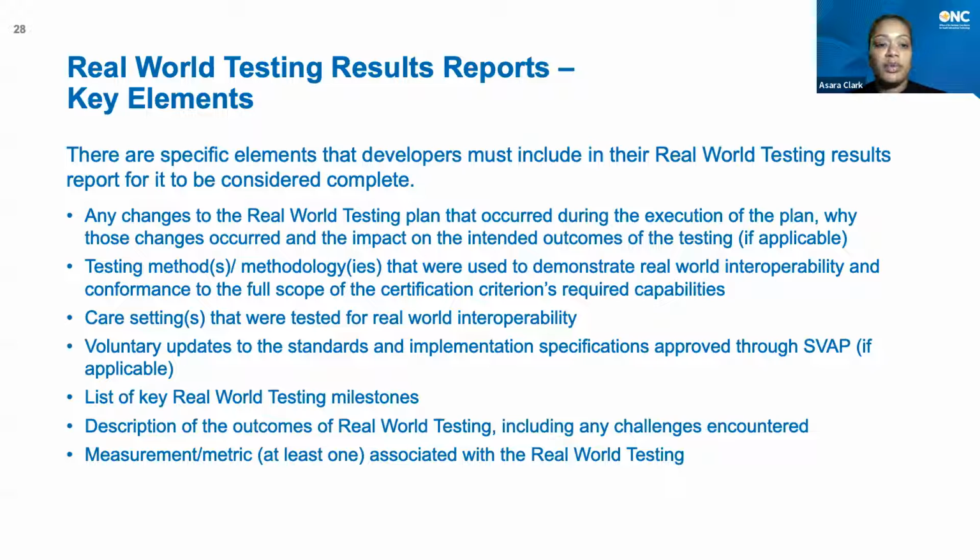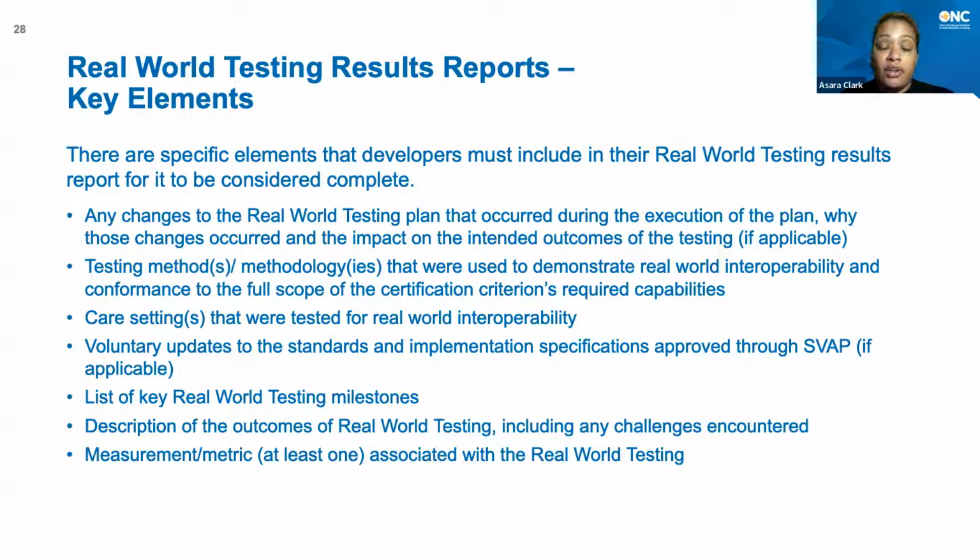When we're talking about results reporting, we do have some key elements that go into the results report. Some of them look the same as what goes into the plan. Others have to do with what happened when you conducted your real world testing. I'm just going to touch on these specific elements really briefly. I mentioned before that changes to real world testing planned activities that occurred during the execution of your plan should be reported on. This is just to say, if you found during your real world testing activities that the approaches you thought would work don't work, or the measurement that you thought would easily demonstrate conformity just doesn't, or whatever approaches need to be adjusted or tweaked, you can do so.